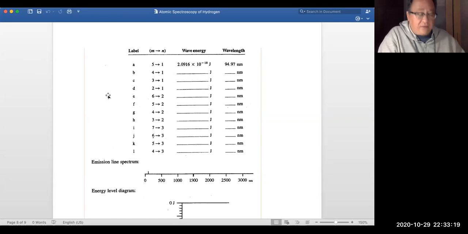And I have that written down. We're going to calculate the wave energy, and the wave energy is simply the change in energy. And we're going to calculate the wavelength for each of those transitions.